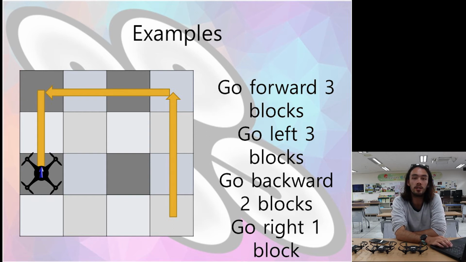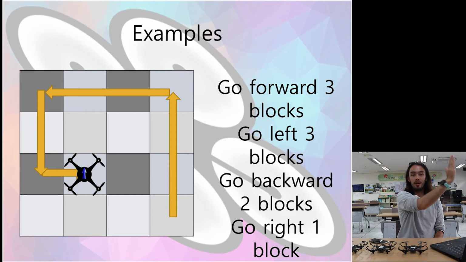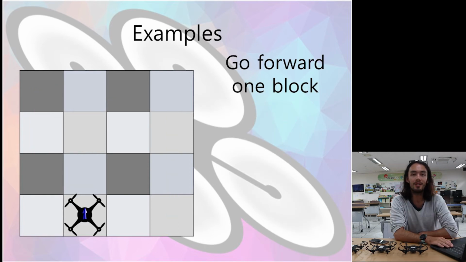Our next instruction, go right 1 block. So that's easy, a little arrow to the right, and there we have it. So that is the easy part of go forward 3 blocks, go left 3 blocks, go backwards 2 blocks, and go right 1 block. So now let's do another example, but this time it's going to be a little bit more complicated. So the first instruction, go forward 1 block.